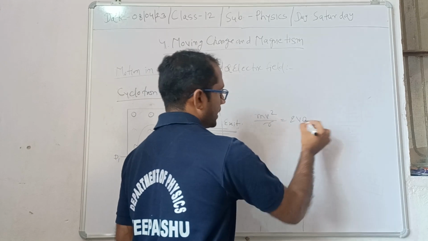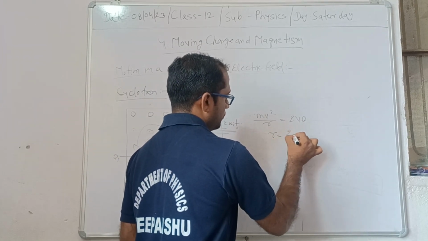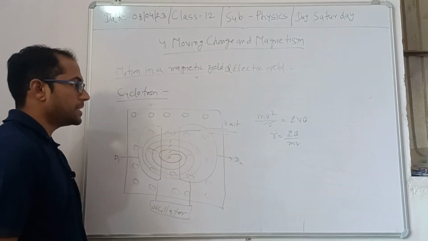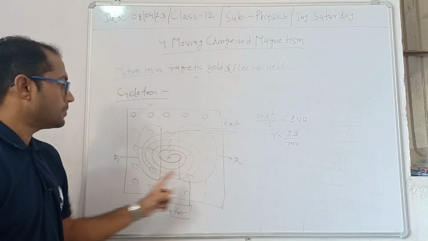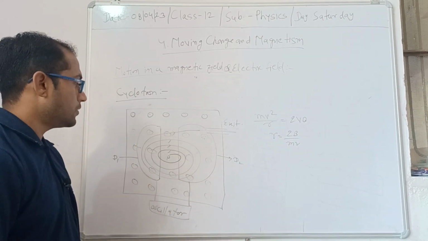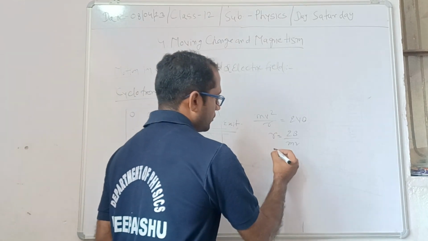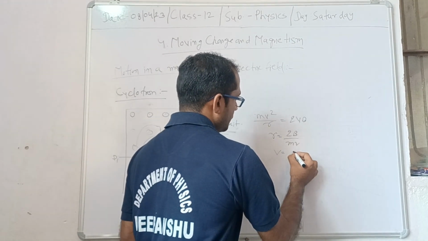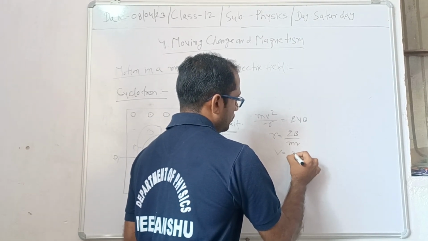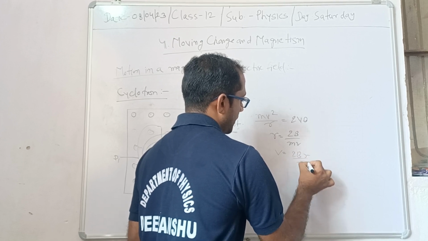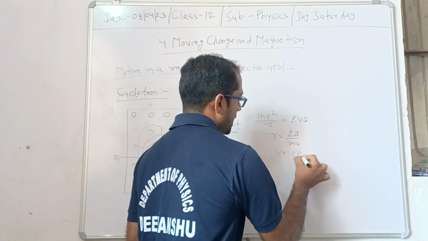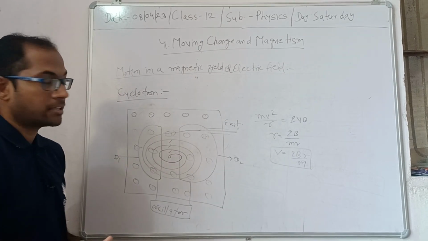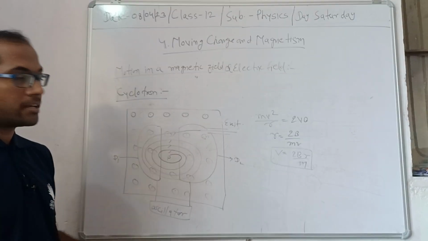In this case, if we find the value of r, we get r equals mv upon qB. This is basically the radius of the circular path of this particle. And if you find the velocity of this particle, velocity equals qBr by m. Finally we get the energy of this particle at the exit point. What is the energy of this particle?